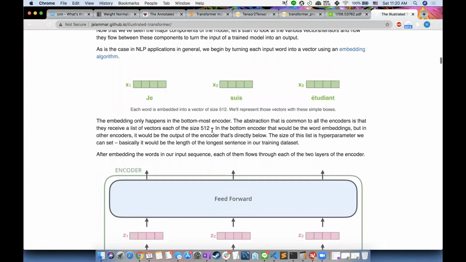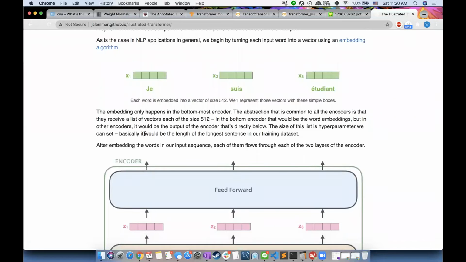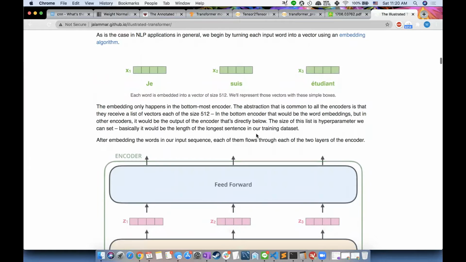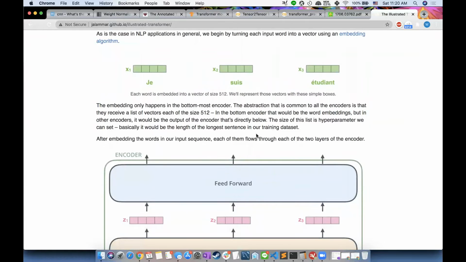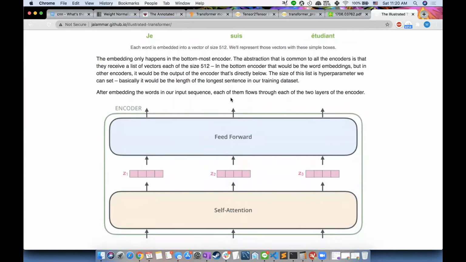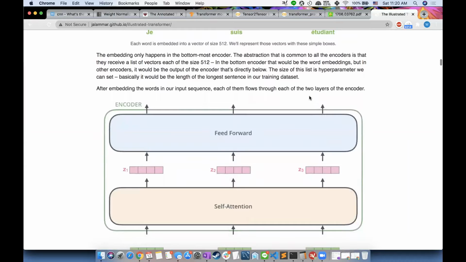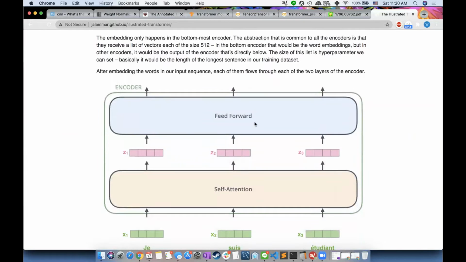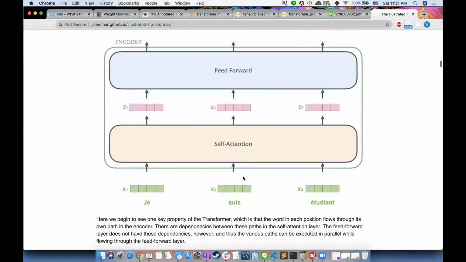And this is the dimension d_model. We'll see that notation very often. So just remember, this is d_model, the dimension of the model. But it would also be the length of the longest sequence, the longest sentence, in our training data set. After embedding of the words in our input sequence, each of them flows through each of the 2 layers of the encoder. So we've got 2 layers for the encoder: self-attention and feed-forward.